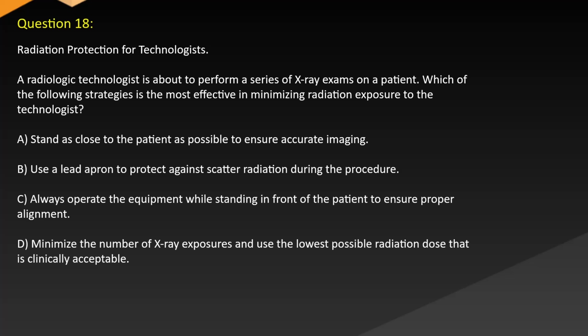A radiologic technologist is about to perform a series of X-ray exams on a patient. Which of the following strategies is the most effective in minimizing radiation exposure to the technologist? A. Stand as close to the patient as possible to ensure accurate imaging. B. Use a lead apron to protect against scatter radiation during the procedure.